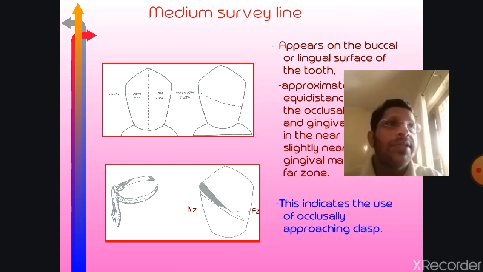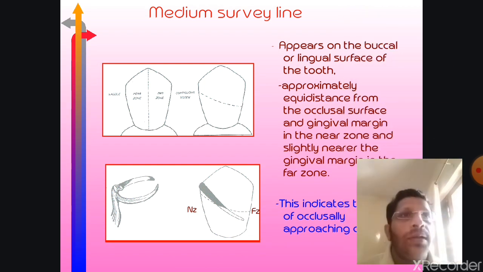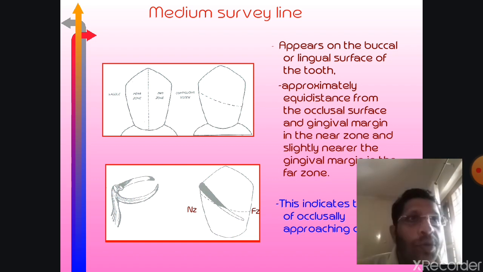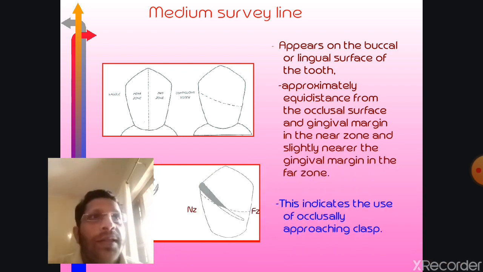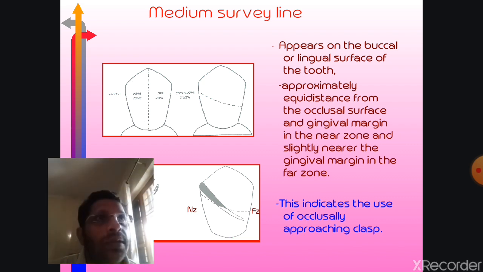Moving on with the medium survey line, it appears on the buccal or lingual surface of the tooth, approximately equidistant from the occlusal surface and gingival margin in near zone and slightly nearer the gingival margin in the far zone. So it appears on the buccal or lingual surface of the tooth.